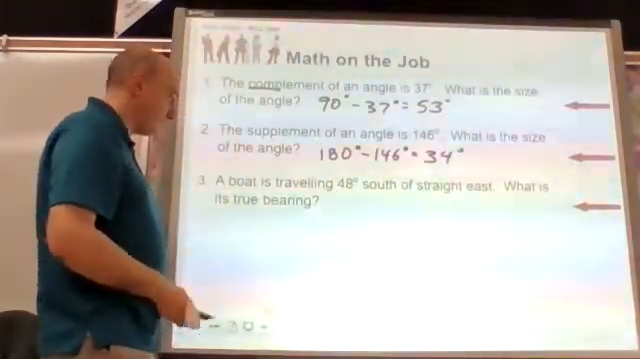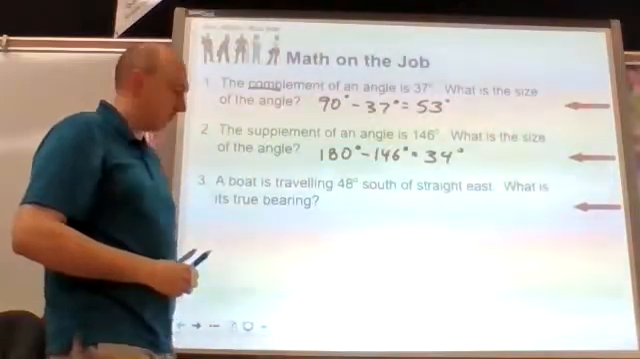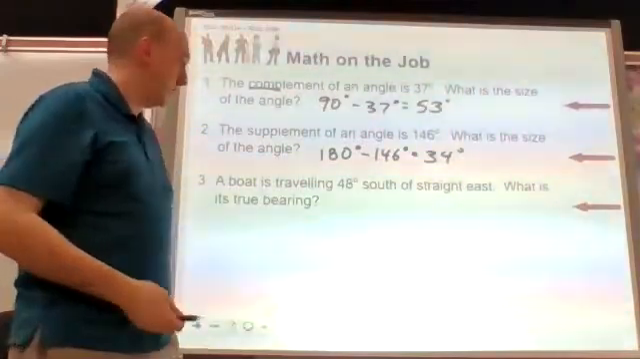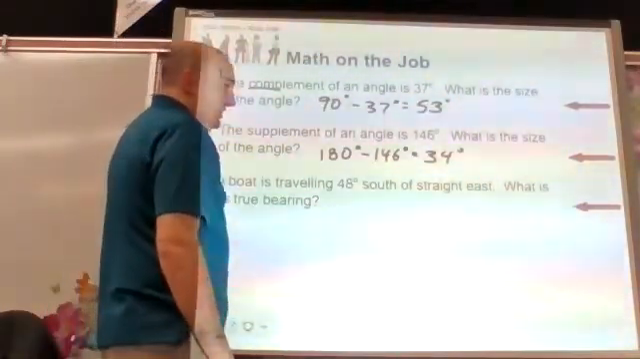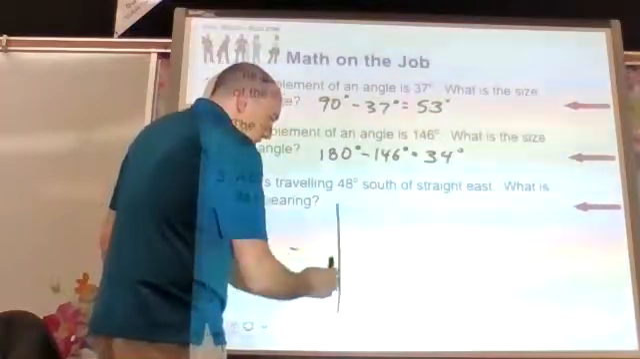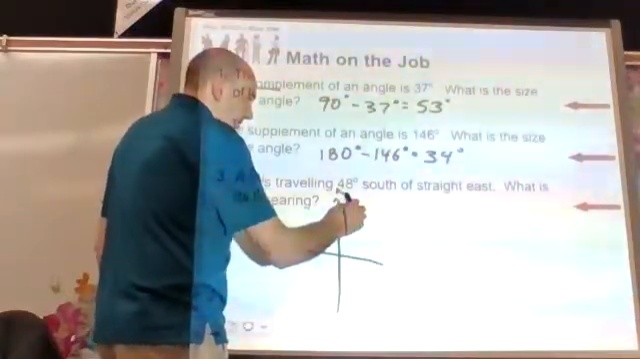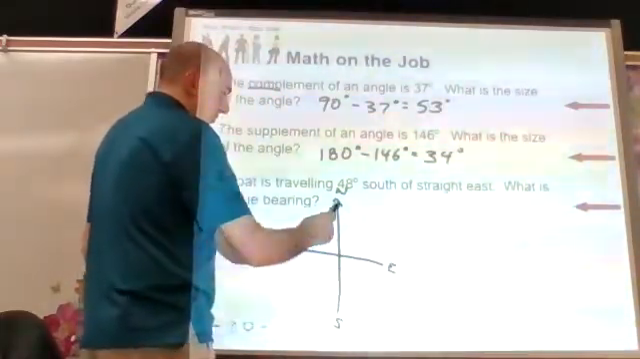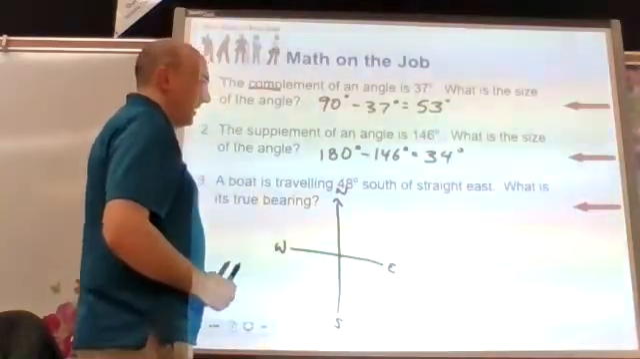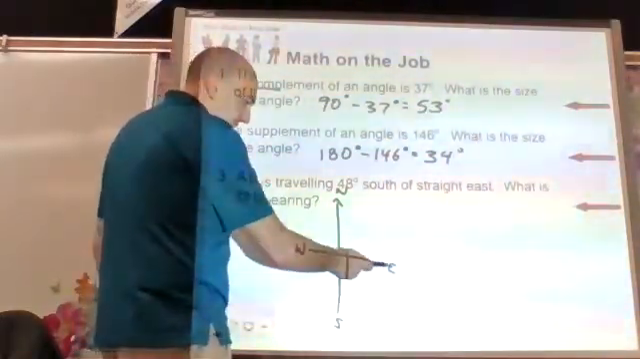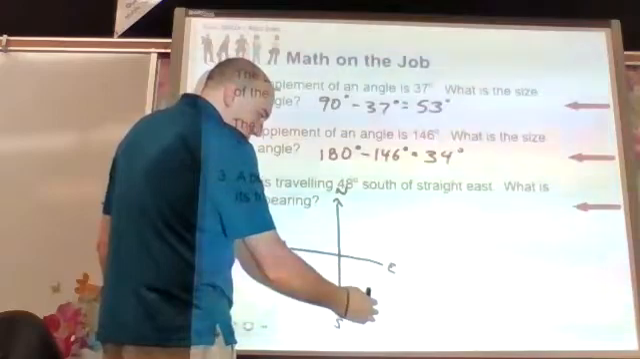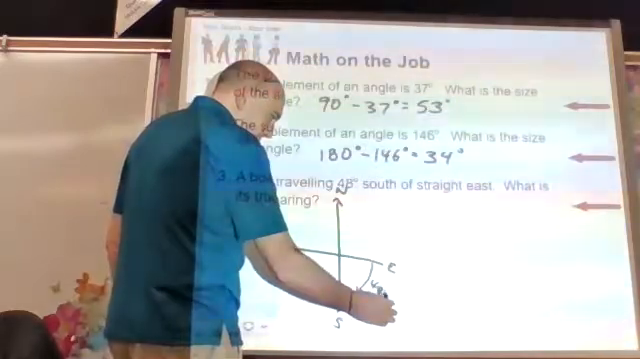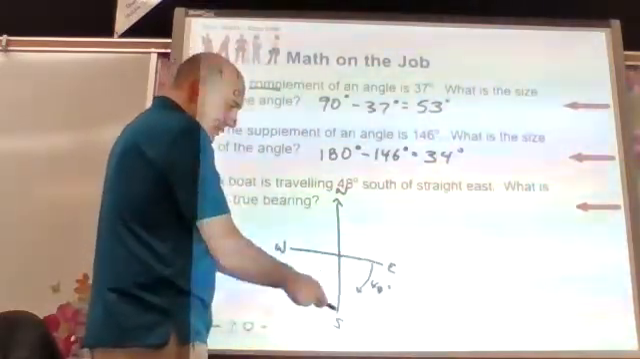And finally, we have a true bearing question that we learned last time. Whenever you're doing a true bearing question, it really, really helps to draw it out. We've got a boat traveling 48 degrees south of straight east. So we draw our compass. This is north, south, east, and west, or never eat shredded wheat. Okay, 48 degrees south of straight east. Straight east is this way, and we're 48 degrees south of that. All right, 48 degrees coming down this way.